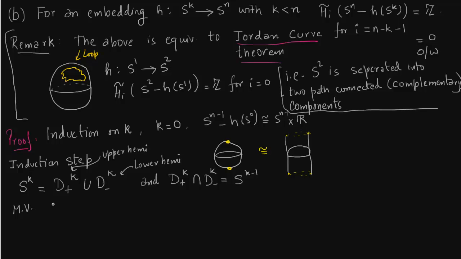So we want to again use Mayer-Vietoris. So we have to construct two sets A and B precisely as we constructed before. So A will be S^N minus h of the upper hemisphere. Obviously the homology group of this is 0 from part A, and for B again the homology group will be 0, but this is S^N minus the lower hemisphere. So A union B is S^N minus h(S^K).